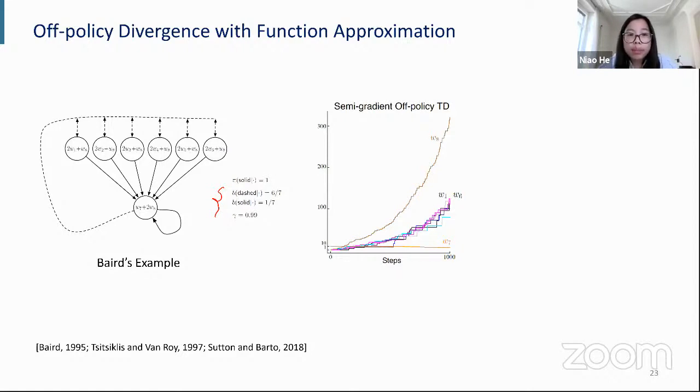In this example, you can easily show that the off-policy TD learning algorithm will diverge. So those W's, which are the parameters you try to learn, will diverge. And this is not only true for TD learning, but also true for Q-learning as well.